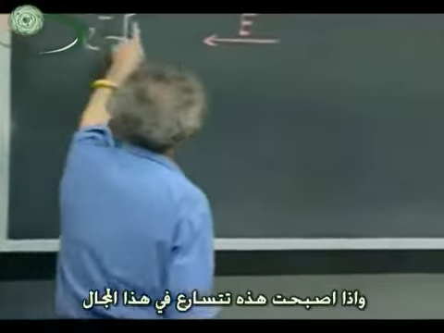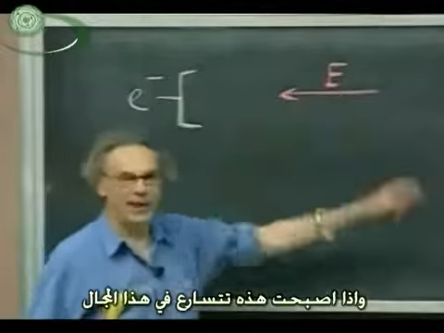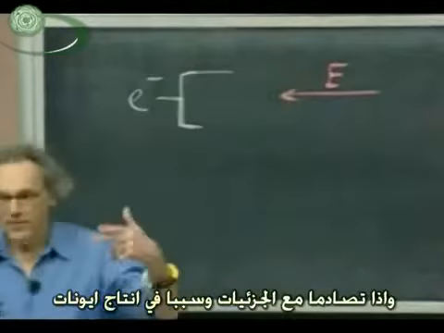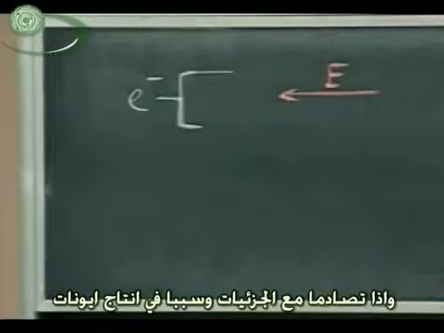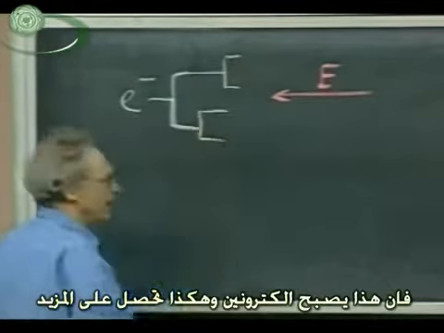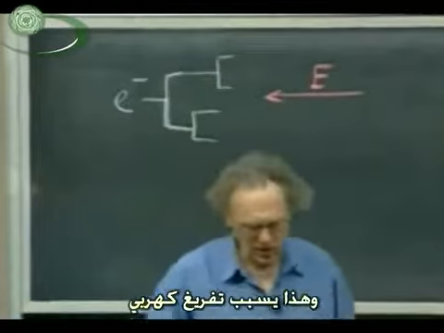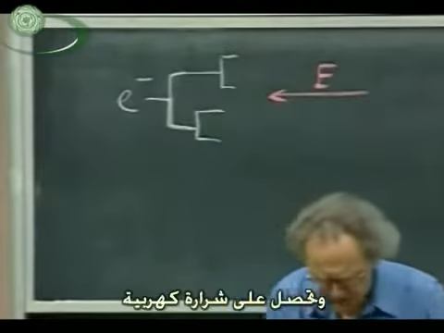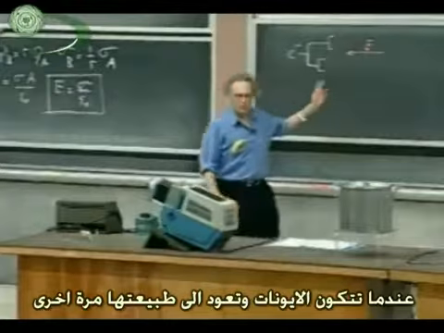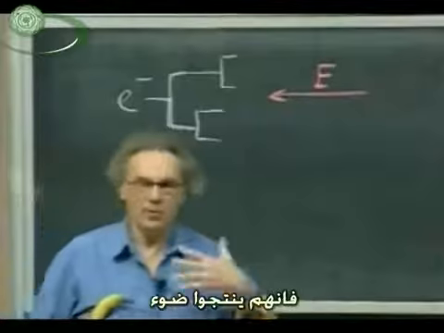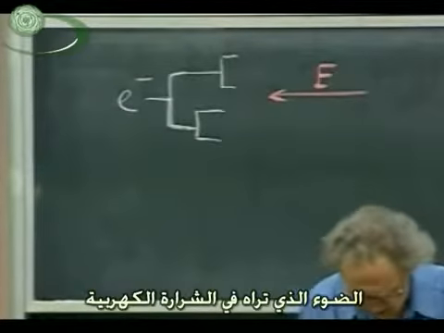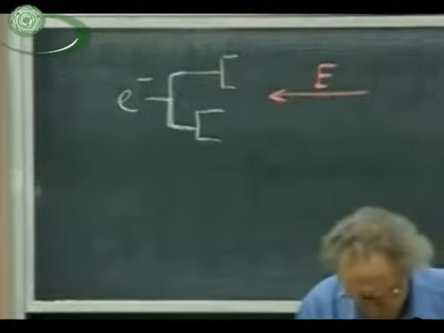And if these now start to accelerate in this electric field, and if they collide with the molecules, and if they make an ion, then each one will become two electrons, and so you get an avalanche. And this avalanche is an electric breakdown, and you get a spark. When the ions that are formed become neutral again, they produce light. And that's what you see. That's the light that you see in the spark.